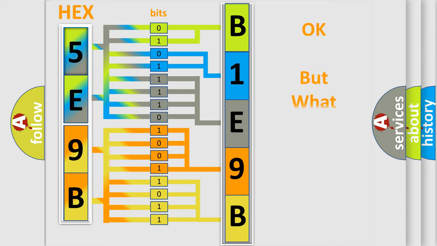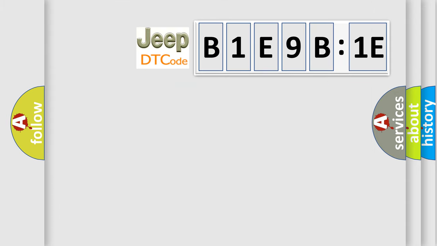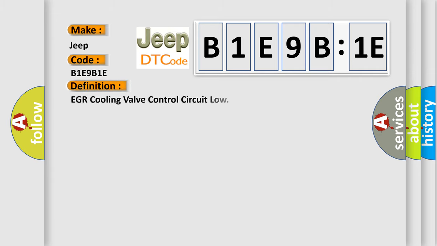The number itself does not make sense to us if we cannot assign information about it to what it actually expresses. So, what does the diagnostic trouble code B1E9B-1E interpret specifically for Jeep car manufacturers? The basic definition is EGR cooling valve control circuit low. And now this is a short description of this DTC code.